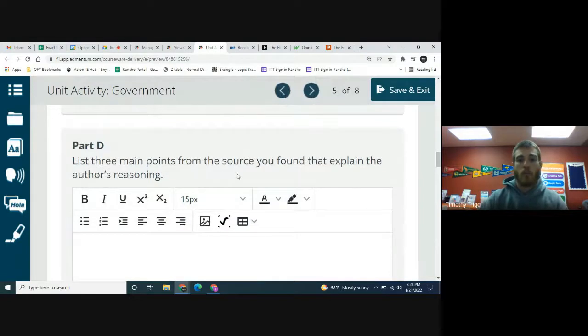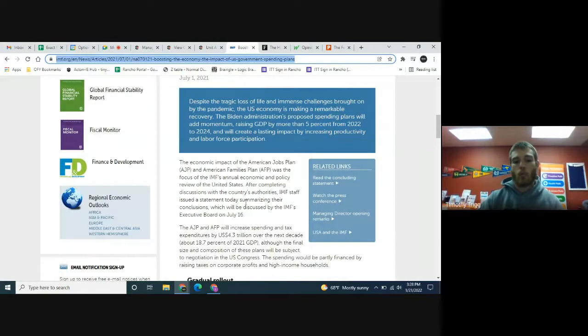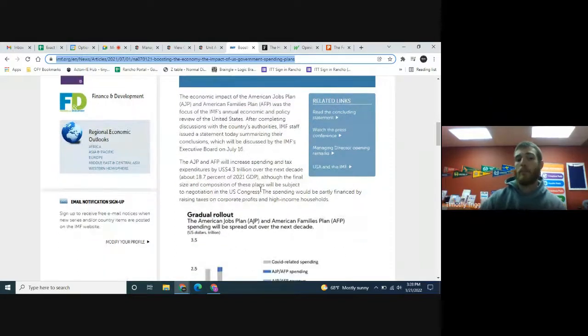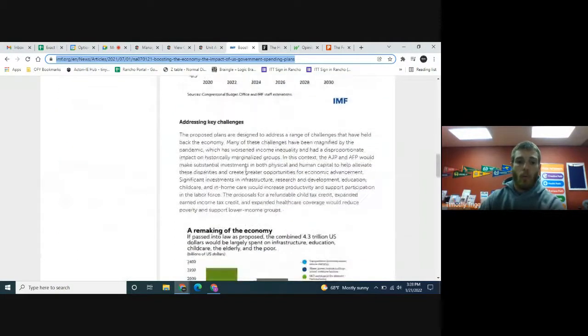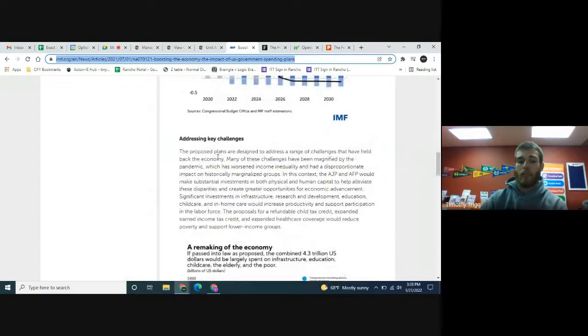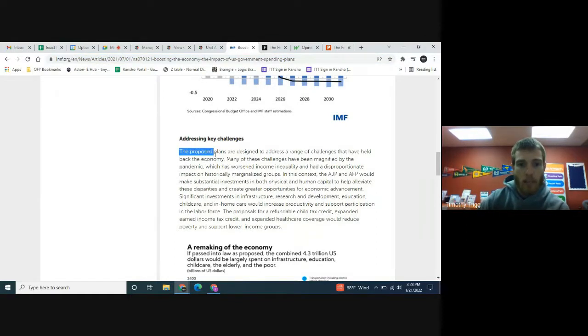There's 3 main points from this source. So when we're looking at the source, we want to look for 3 main points. Well, it's pretty easy to find main points. One thing is just to look at each paragraph or each key heading. So addressing key challenges, you can probably find one of the key points in here, right? Look at this first sentence. The proposed plans are designed to address a range of challenges that have held back the economy. Many of these challenges have been magnified by the pandemic, which has worsened income inequality and had a disproportionate impact on historically marginalized groups.